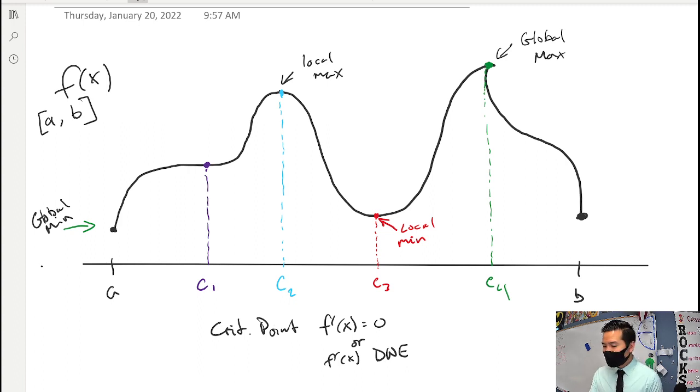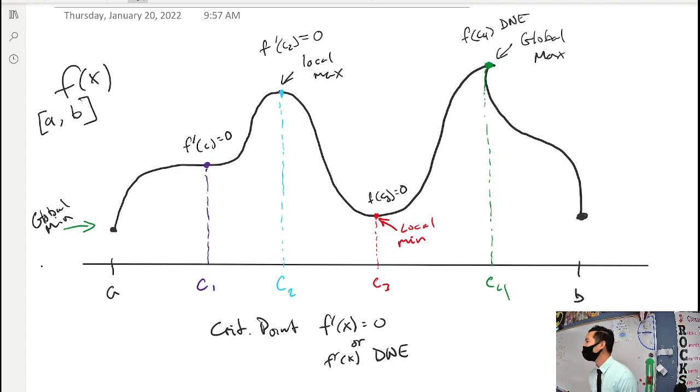Now at these critical points, what do you know about the derivative values? What's the value of the derivative right here at C1? What's f prime of C1? It's equal to 0. Tangent line's flat. What about the derivative at C2? 0. How about the derivative at C3? 0. What about the derivative at C4? Does not exist. Undefined. Yeah.